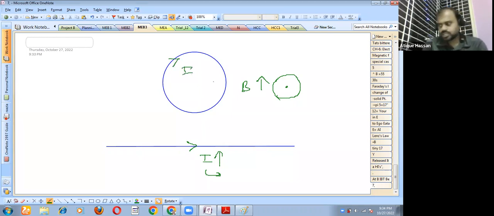So here only one direction of current is possible. Whenever it is increasing, it will be clockwise. Whenever it is decreasing, it will be anti-clockwise. Here only one direction of current is possible in this case. But in the case of electron movement, there will be two directions of current.